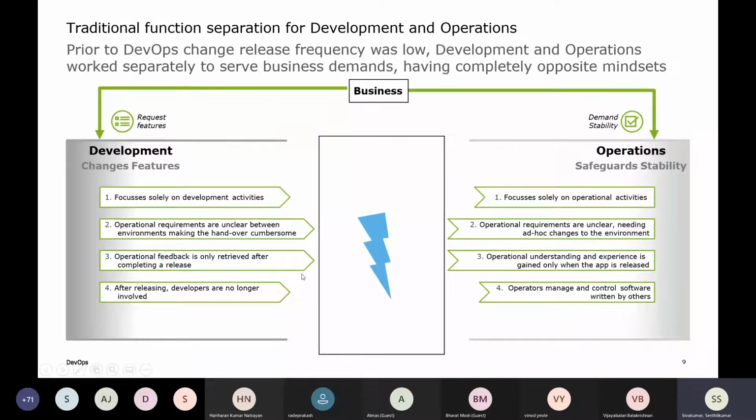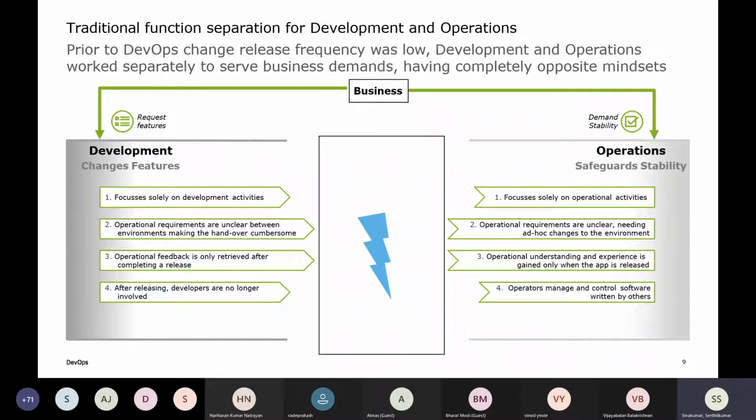And on the operation side, they focus solely on operation activities. Operation requirements are unclear. They adapt changes to the environment. Operations understanding and experience is gained only when the app is released. Operations manages and controls software within their scope.